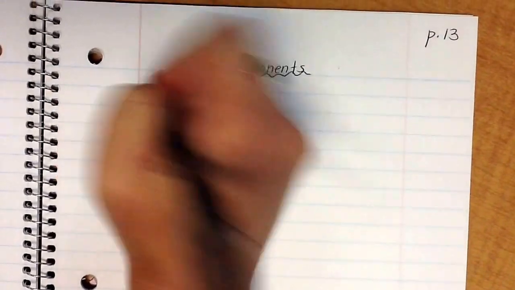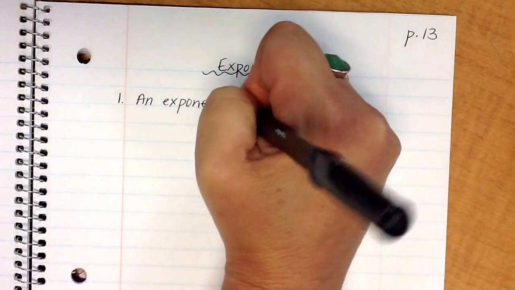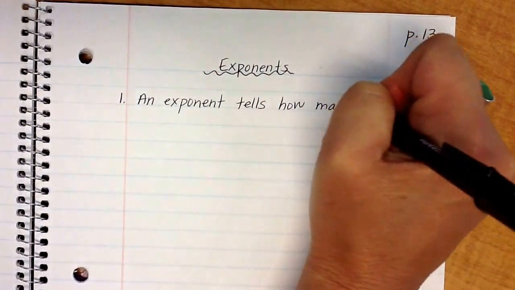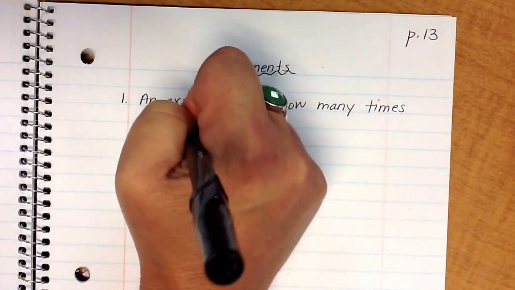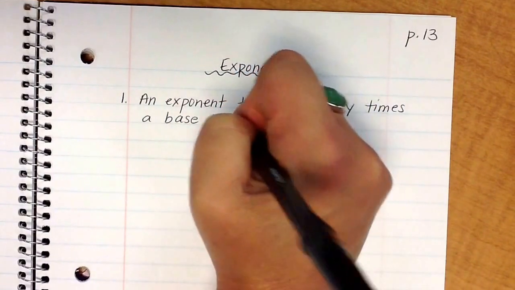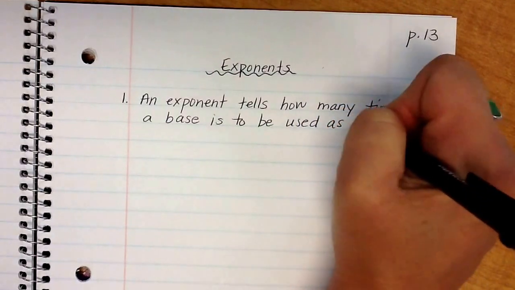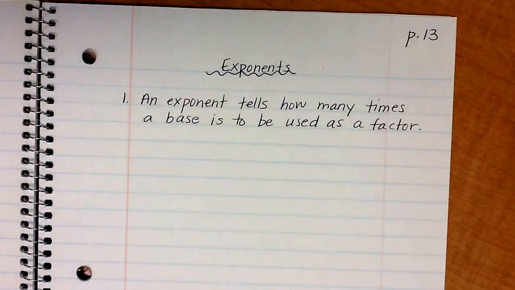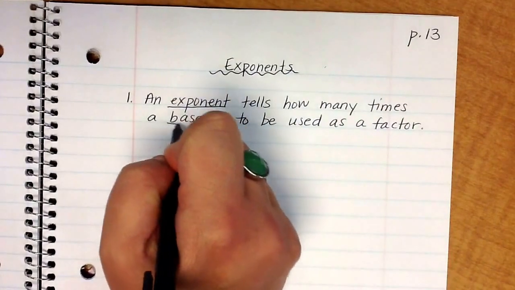So in today's notes, we want to talk about exponents. So let's start by defining an exponent. An exponent tells how many times a base is to be used as a factor. An exponent tells how many times a base is to be used as a factor. Keywords to know: exponent and base.